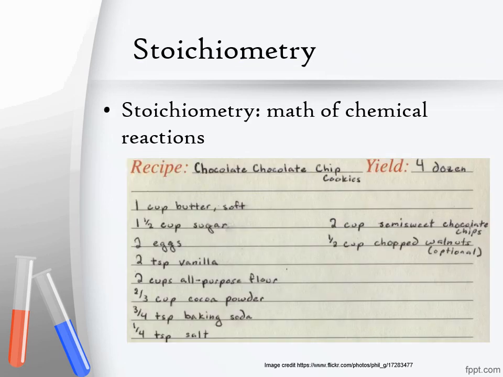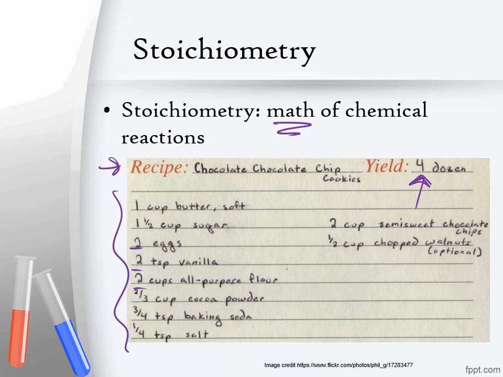So stoichiometry is simply the math of chemical reactions. Just like recipes are the math of baking and cooking, we can take our ingredients, we have quantities of ingredients, and that's going to give us quantities of products. We're going to do the same thing with our balanced chemical equations.